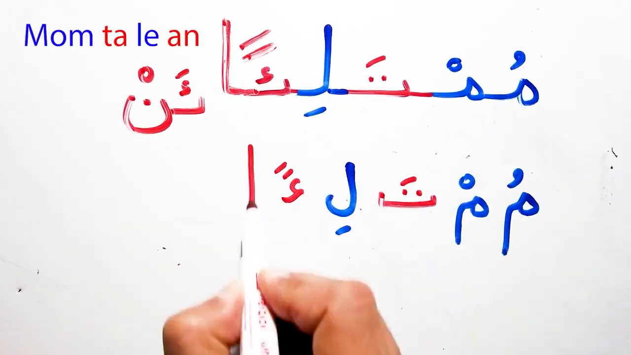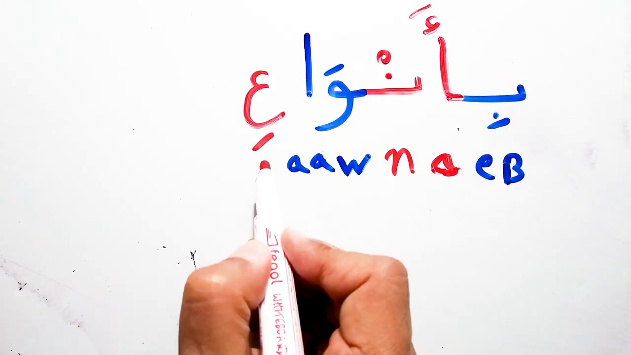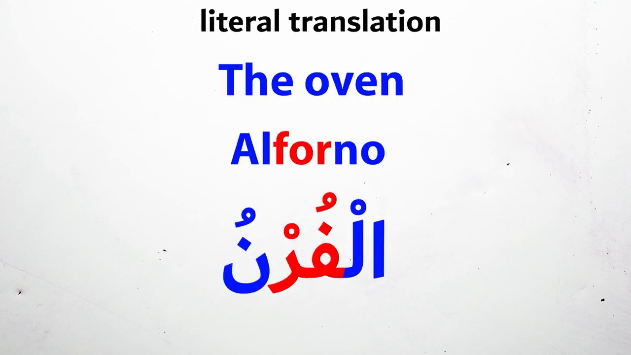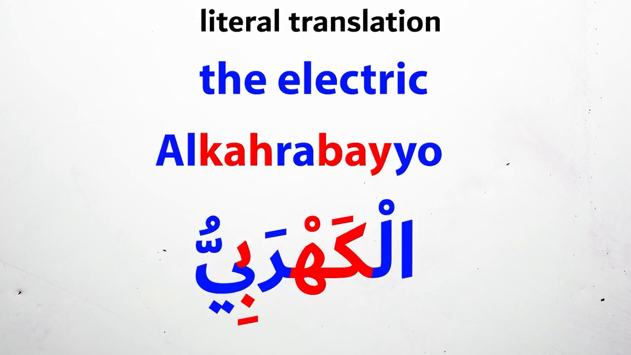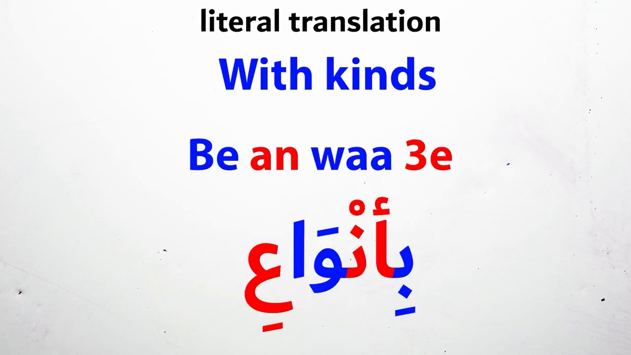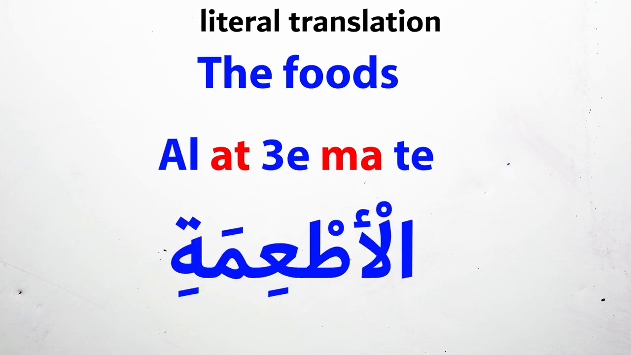Let's get started. So the first sentence is كان الفرن الكهربي ممتلئا بأنواع الأطعمة. Let's read and write word by word.